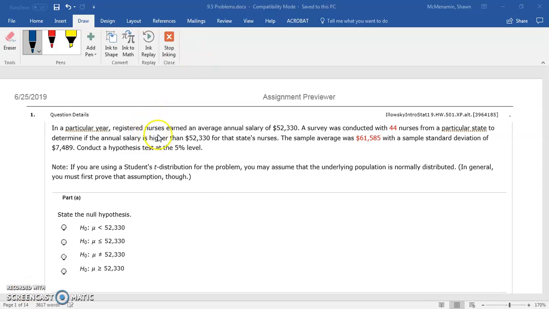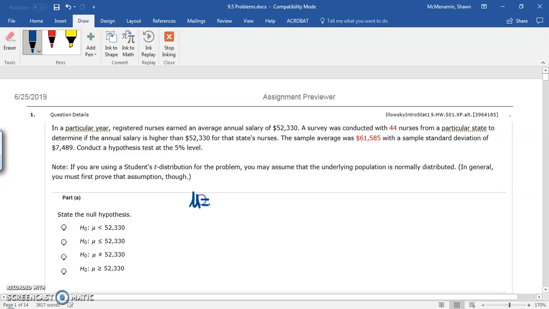In a particular year, registered nurses earned an average salary of $52,330. So that's your population mean, 52,330. A survey was conducted with 44 nurses, so N equals 44, from a particular state to determine if the annual salary is higher than 52,330, so greater than 52,330.